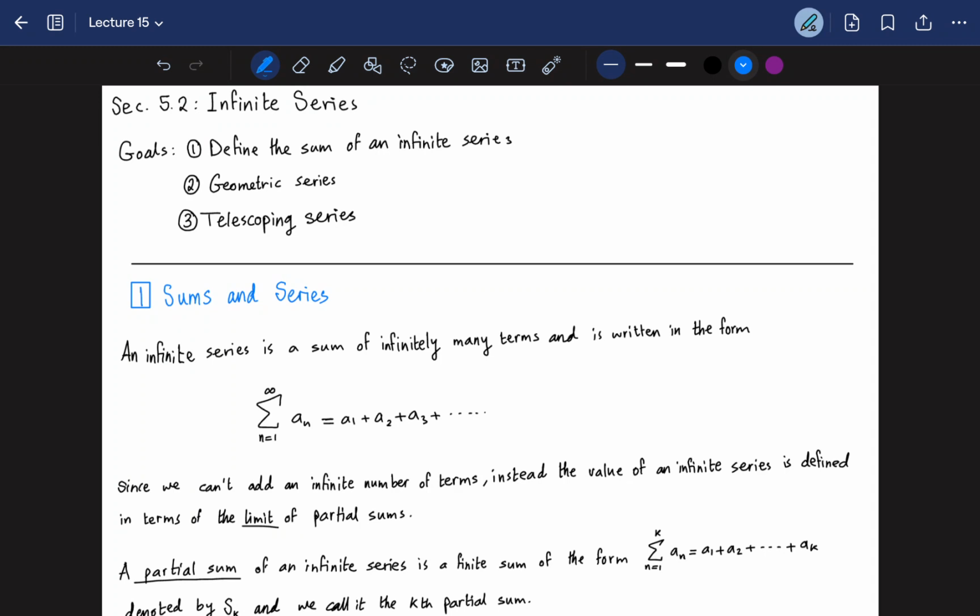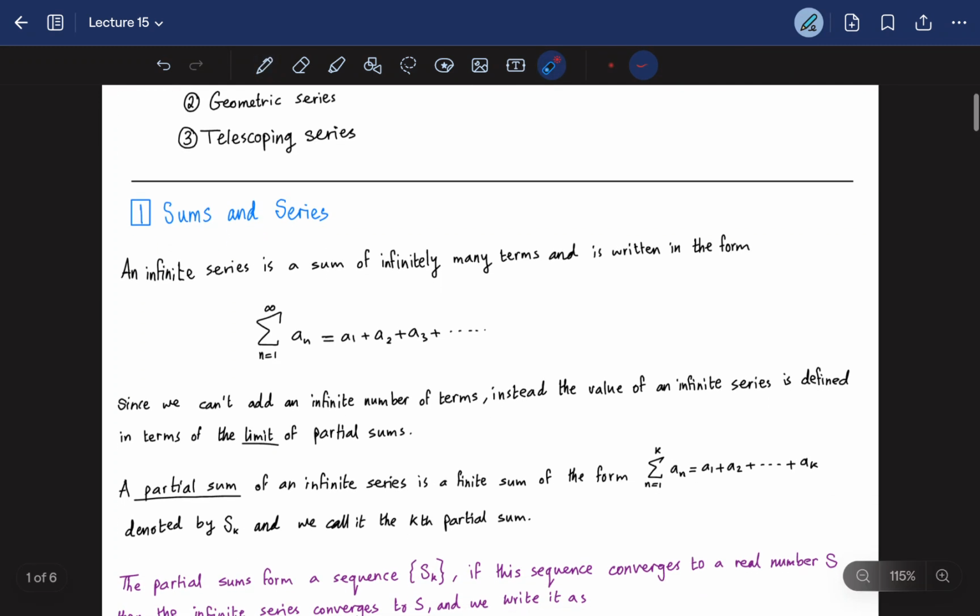So we're going to start by defining what an infinite series means and what it looks like. And then we're going to talk about two special types of series, which is a geometric series and a telescopic series. So let's look here. An infinite series is a sum of infinitely many terms. We can write it as this. So this is my sigma notation that we've talked about in the first chapter. So we're just adding up infinite terms.